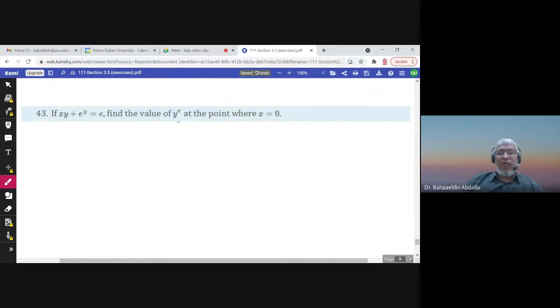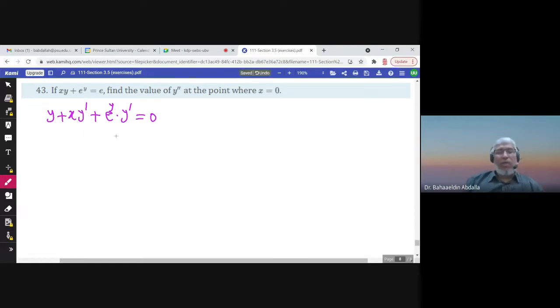Find the value of y double prime at the point where x is 0. I will solve this in another way. Find the derivative. Derivative of this product, derivative of x is 1 times y plus x times derivative of y, which is y prime. Derivative of e to the power y is e to the power y times y prime. Derivative of e is 0. This is a number, e, just e, 2.7. And now I'll find y double prime.